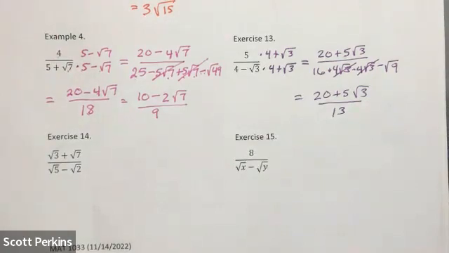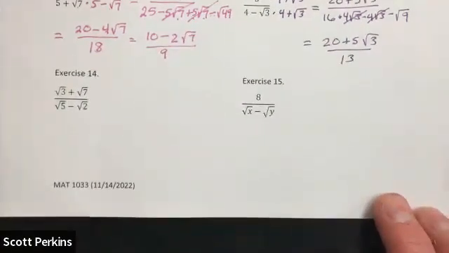All right, 2 more problems. We just got to do this process 2 more times. Exercise 14. The reason I'm giving you this one is just because the top is also a binomial. So you're just going to have to FOIL the top. Okay, it doesn't really change anything about the process.